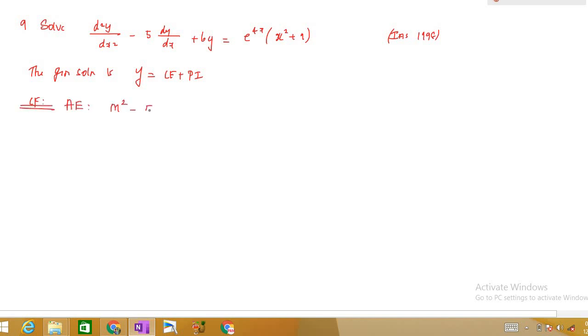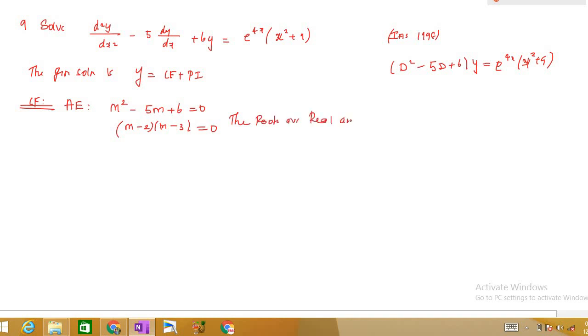It is m square minus 5m plus 6 is equal to 0. This question can also be asked like d square minus 5d plus 6 y is equal to e power 4x into x square plus 9. Both are the same. I think you can do this very easily, right? So m square minus 5m plus 6 is nothing but m minus 2, m minus 3. You can factorize this. Therefore the roots are real and distinct. So the complementary function will be c1 e power 2x plus c2 e power 3x.